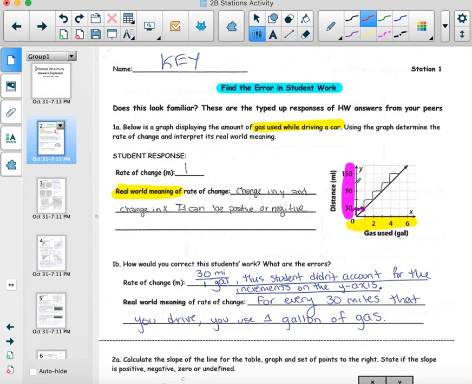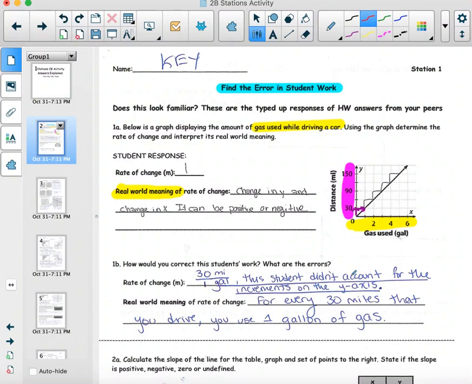So, if we look at the rate of change, is it actually 1? No, of course not. It has to be 30 over 1 because we rise up by 30 miles and run to the right by 1 gallon. So what this student forgot to do was they forgot to account for the increments on the y-axis.